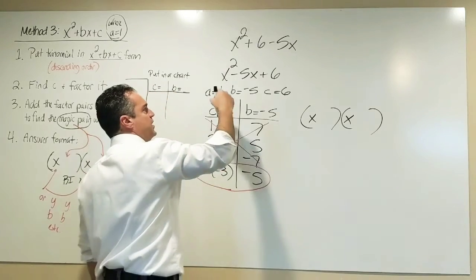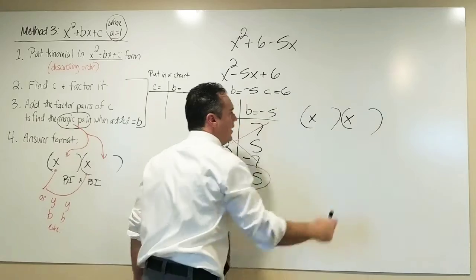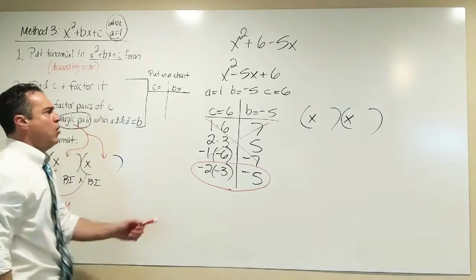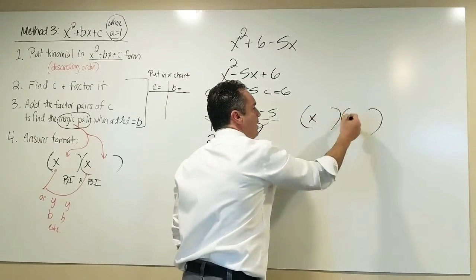Okay? What if this was Y squared? Then this would be Y and Y. And that's what this is talking about. Or what if this was B squared minus 5B plus 6? Then this would be B and B.